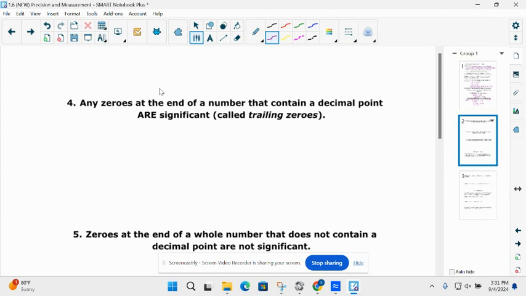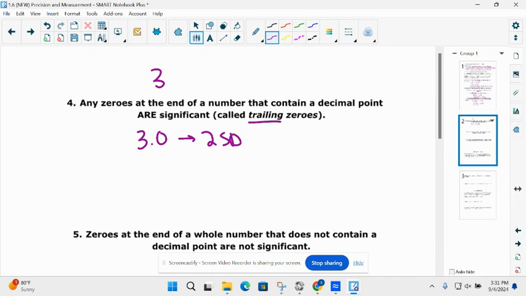Any zeros at the end of a number that contains a decimal point are significant. They are called trailing zeros. And trailing zeros mean that we are rounding to the precision of this certain decimal point. Like our measurement system was able to round to the nearest hundredth or thousandths or 10,000ths. So 3.0 has 2 significant digits. This is different from just saying 3.